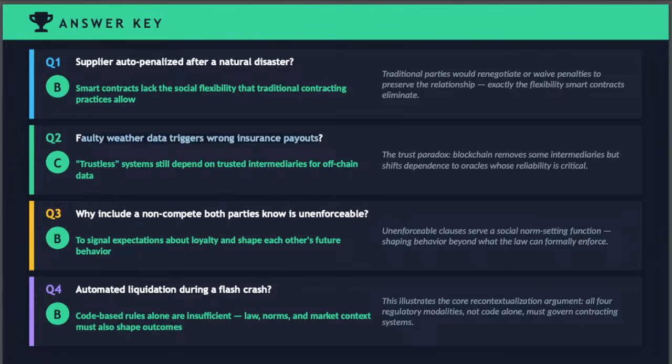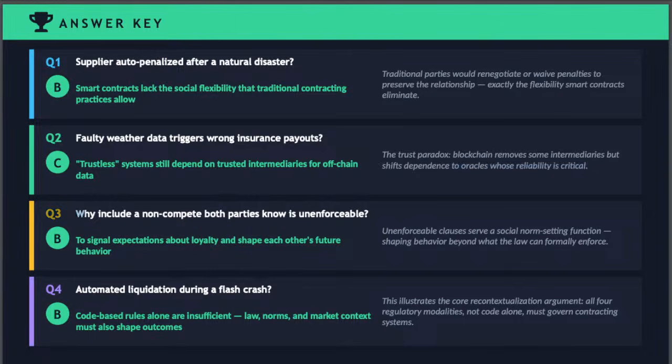The faulty weather data triggers the wrong insurance payout. Thousands lost. The trustless systems still depend on trusted intermediaries for the off-chain data. So the correct answer was C, the trust paradox. Blockchain removes some intermediaries, but shifts dependence to the oracles, whose reliability is critical. So it's not necessarily trustless, it shifts dependence or the trust to the external entities known as oracles. So that was a good one there for question 2. And I don't think anyone got that one right because that was a very tricky one there.